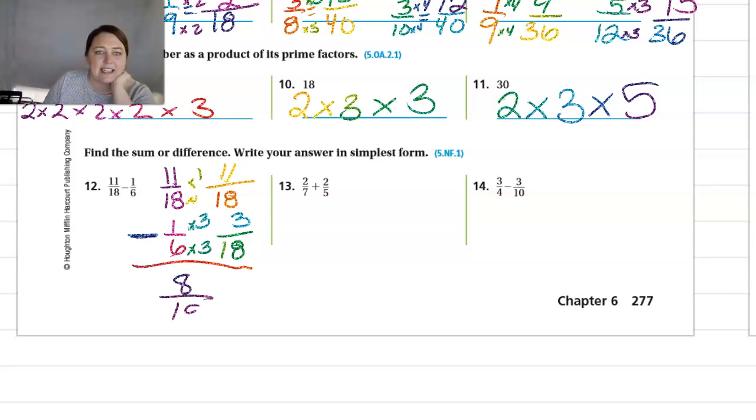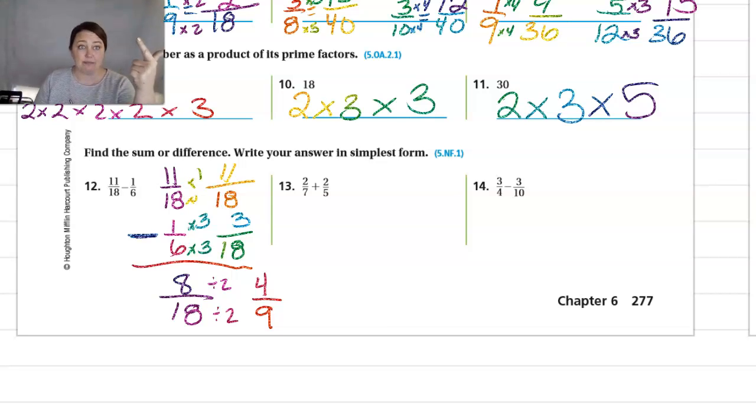8/18ths. Are both numbers even? Yes. Divide by 2. 8 divided by 2 is 4. 18 divided by 2 is 9. Okay. Are both numbers even? No. Can I divide by 3? No. Can I divide by 5? No. 7? No. 11? No. 4/9 is simplified.